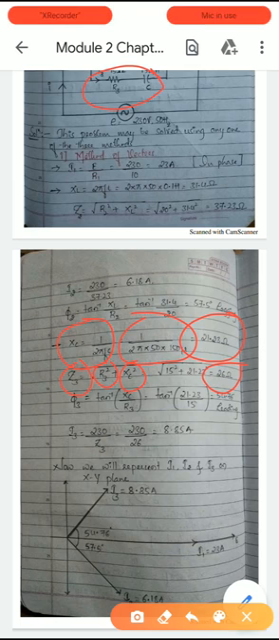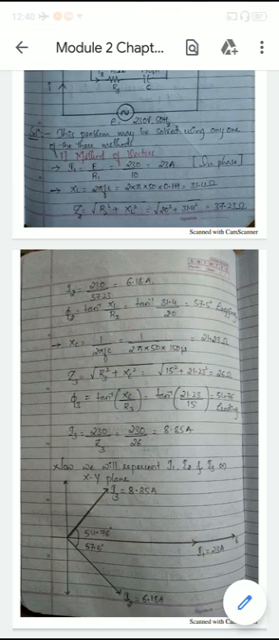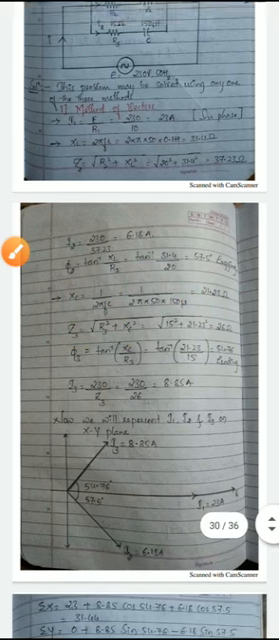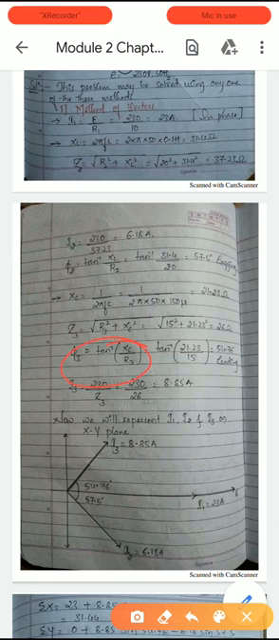Then we always need to calculate the phase angle, right? So here phase angle phi 3 is equal to tan inverse of imaginary part divided by real part, tan inverse of Xc by R3, that is tan inverse of 21.23 divided by 15, and we are going to get the angle as 54.76, right?